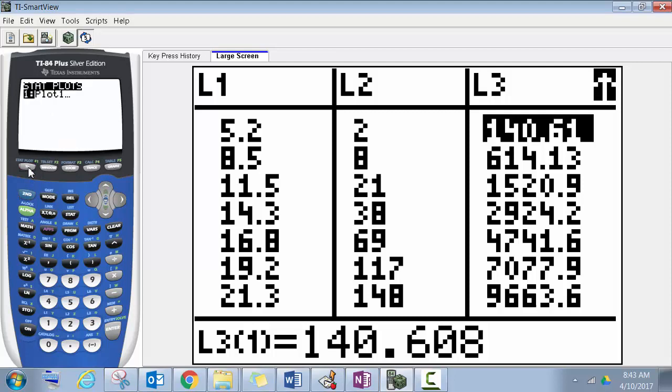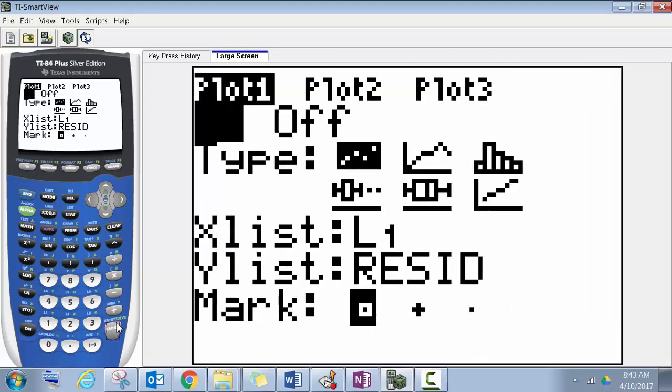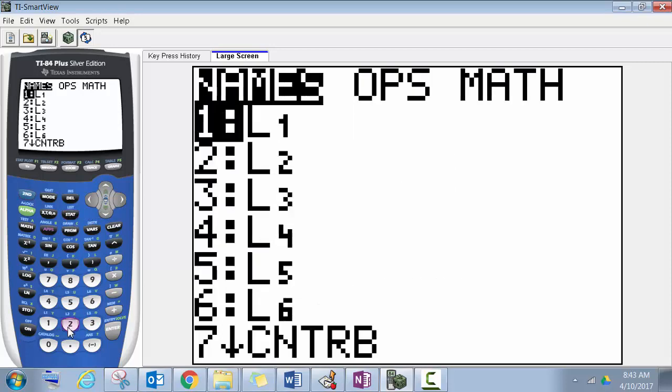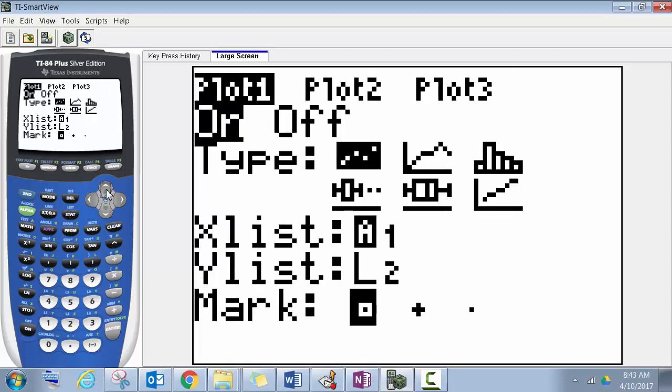So we go up to stat plot, go here. So now, first of all, our y list, we want back to L2. And our x list, we want L3. We want our cubed length.